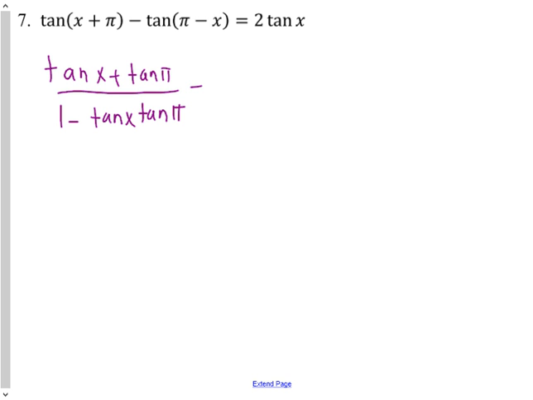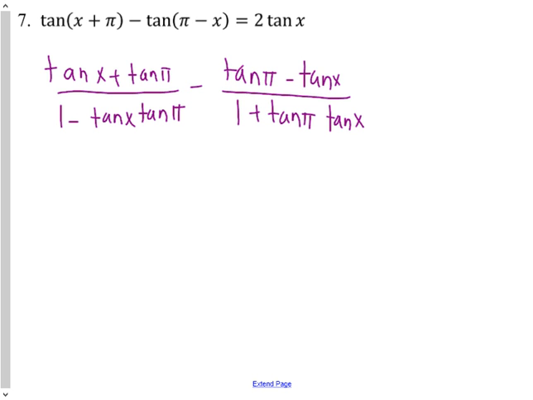Now we're doing the exact same thing, but it's the minus formula. So tan pi minus tan x over 1 plus tan pi tan x. Now, what is pi? Pi is the value where we are at -1, 0, and tangent is y over x. So we're going to get 0 over -1, which is 0. So anytime we see tangent of pi, that's what we get, 0.